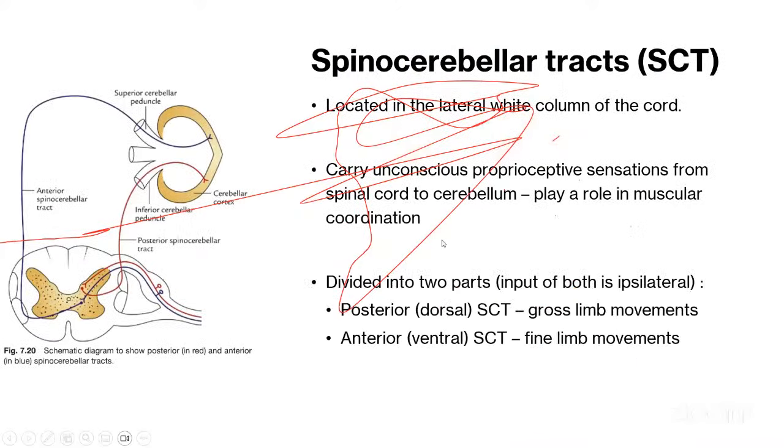Next is the spinocerebellar tract. The spinocerebellar tracts are located in the lateral white matter of the cord. They carry unconscious proprioception from the spinal cord to the cerebellum and play a major role in muscle coordination. These are divided into the posterior spinocerebellar tract and the anterior spinocerebellar tract. The posterior spinocerebellar tract carries gross limb fibers, and the anterior spinocerebellar tract carries fine limb movements and goes into the superior cerebellar peduncle, whereas the posterior spinocerebellar tract goes into the cerebellum via the inferior cerebellar peduncle.